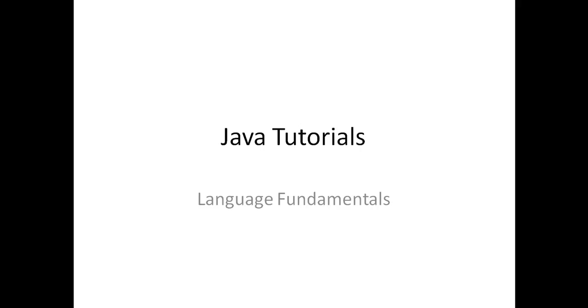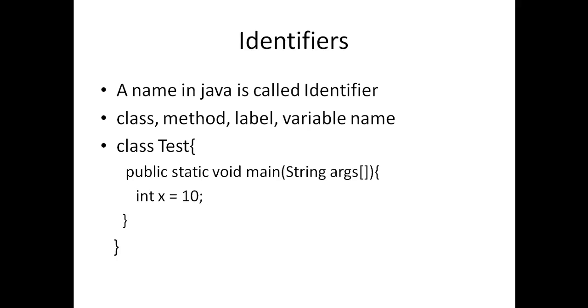I'll be starting a Java series focusing on core Java. So the very first thing we'll be looking at is identifiers. So what's an identifier? Identifier is a name in Java. It can be a name of a class or method, a label or a name of a variable.